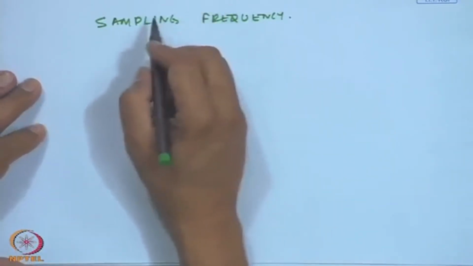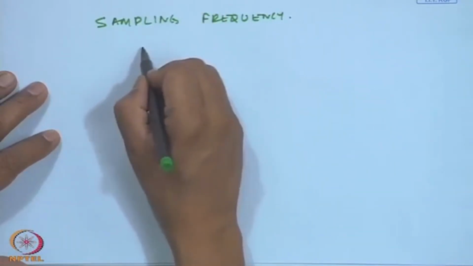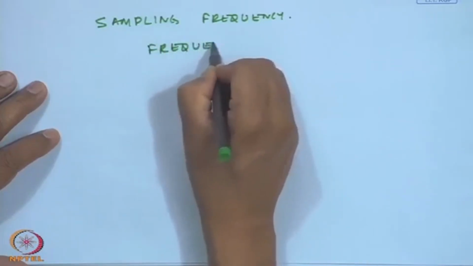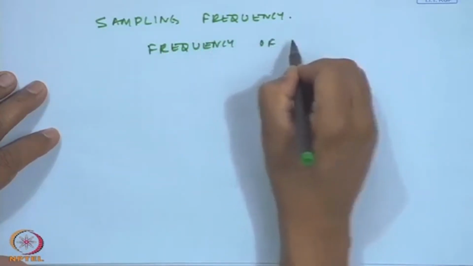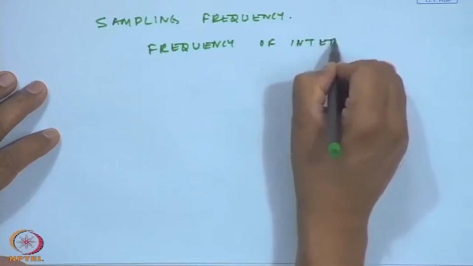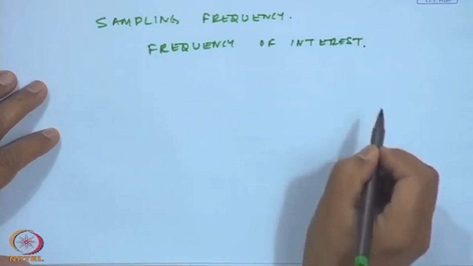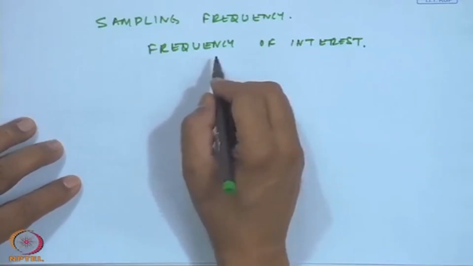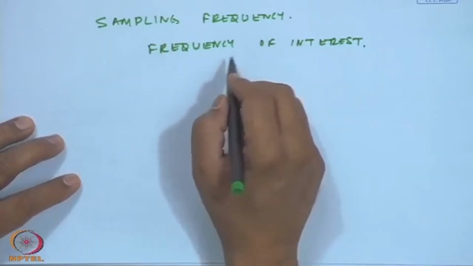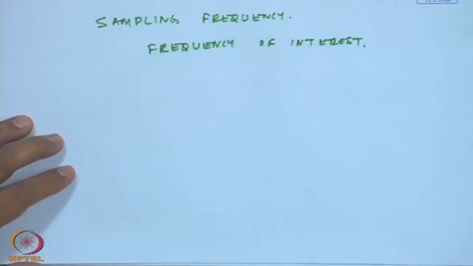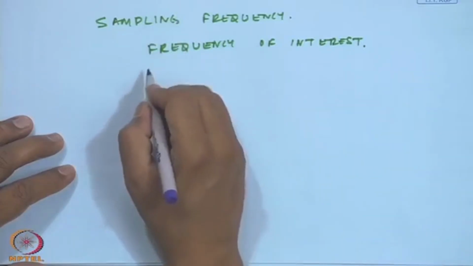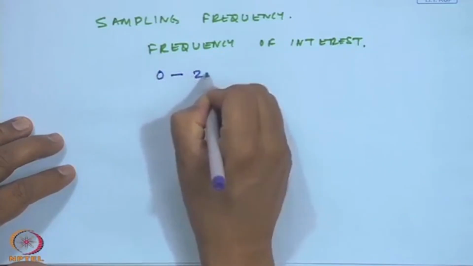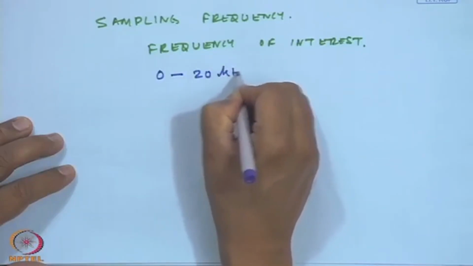In digital recorders, depending on the frequency of interest, we can have the sampling frequency decided from the Shannon sampling theorem. Now, suppose we are talking about mechanical signals, basically in the audio range from 0 to 20 kilohertz.